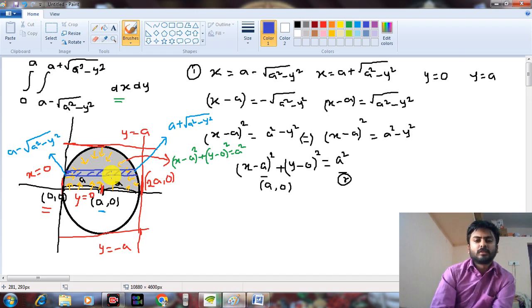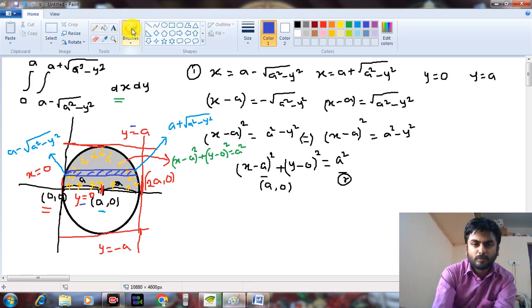Now we have taken this limit: x varying from a minus root of a square minus y square to a plus root of a square minus y square, and y varying from 0 to a. This is what the given integral equation means.